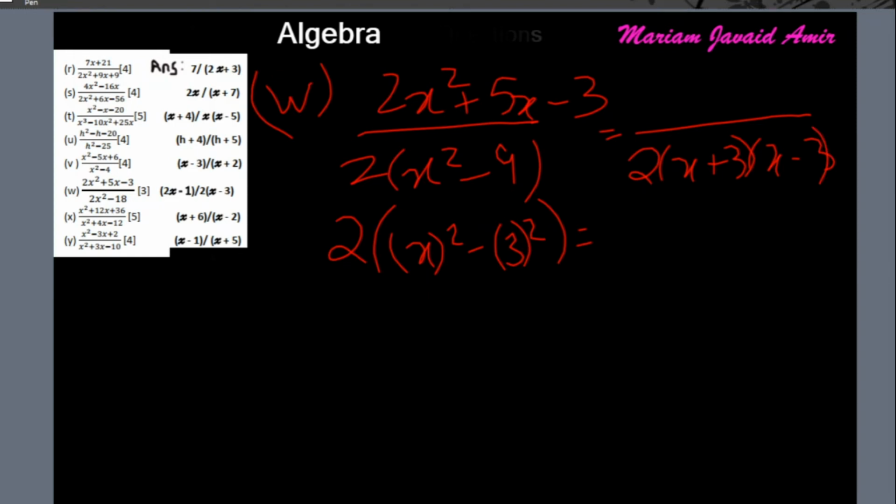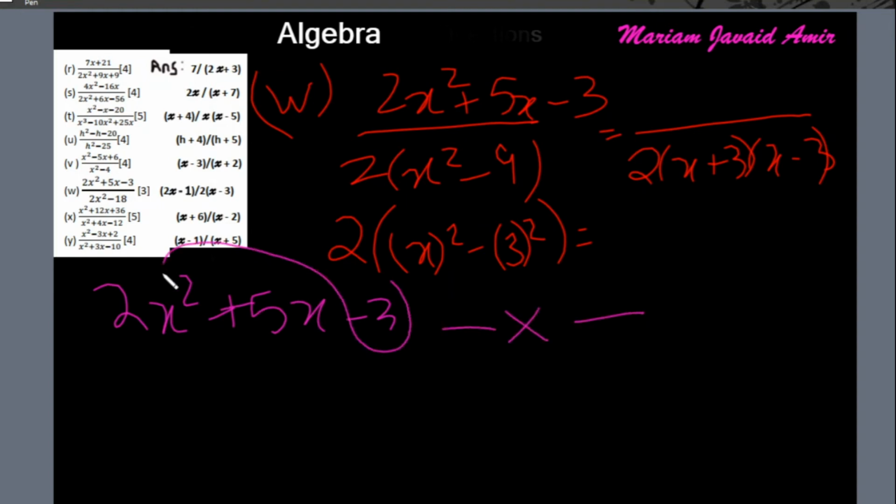Now let's factorize the numerator. So the numerator is 2x square plus 5x minus 3. So we're looking for two numbers which when multiplied should give us the product of the constant and the coefficient of x square, which is minus 6, and which when added should give us the coefficient of x, which is 5. So the numbers would be 6 times minus 1 and 6 plus minus 1.